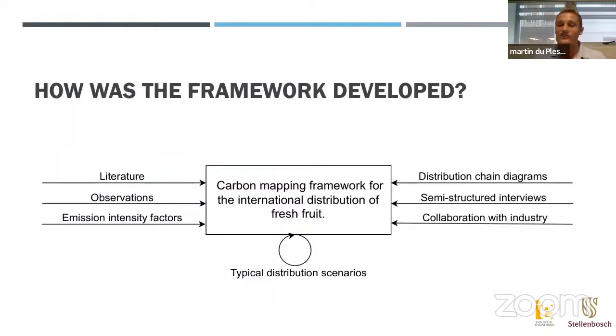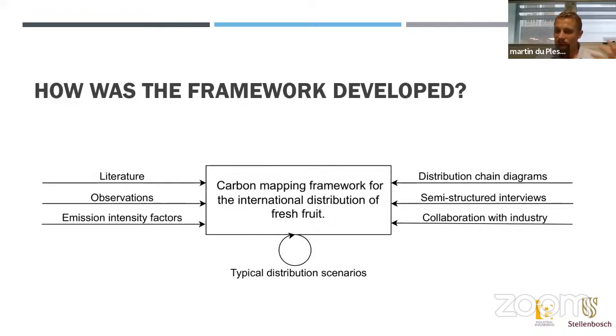The next question that I always get is, how was this framework developed? Was it a dream? Or how did I come about this framework? This framework and the emission intensity factors are the result of 3 years of extensive research, where we looked at what the literature solution to this is, what ISO standards tell us, what the GHG framework suggests. So that was the best literature we used for this.